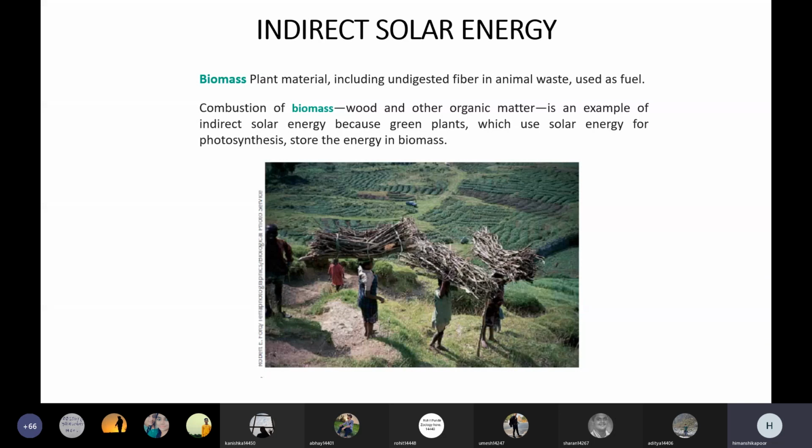So now can you tell me, is biomass a renewable resource of energy or non-renewable? It can be considered as renewable, but can become non-renewable if the rate of consumption is higher. Very good answer. So biomass is a renewable form of energy when used no faster than it is produced. So you have to maintain a balance between its use and its replenishment.